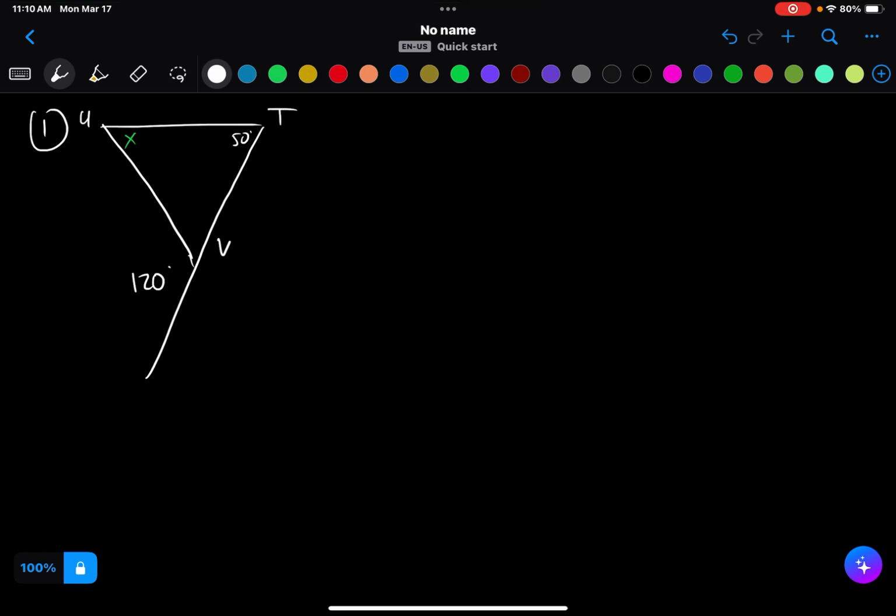Well, in order to find angle X, you need 3 angles in a triangle. You only have 1, which means we need to get angle V. Now, you don't know V, but you know its supplementary pair. So if you take angle V and add 120 degrees to it, you should get 180 degrees because they are a supplementary pair. Now all you need to do is subtract 120 from both sides, and angle V is going to be just 60 degrees. That's great. You now have angle V.